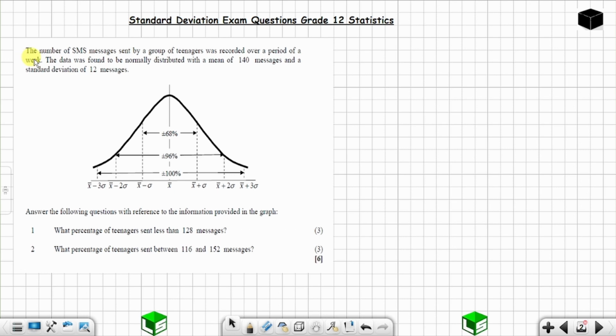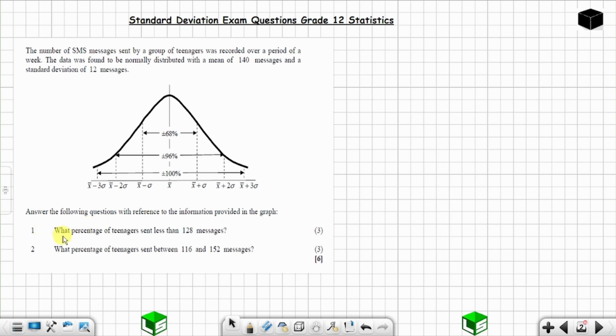The number of SMS messages sent by a group of teenagers was recorded over a period of a week. The data was found to be normally distributed with a mean of 140 messages and a standard deviation of 12 messages. You can see the data was found to be normally distributed. So answer the following questions with reference to the information provided in the graph.